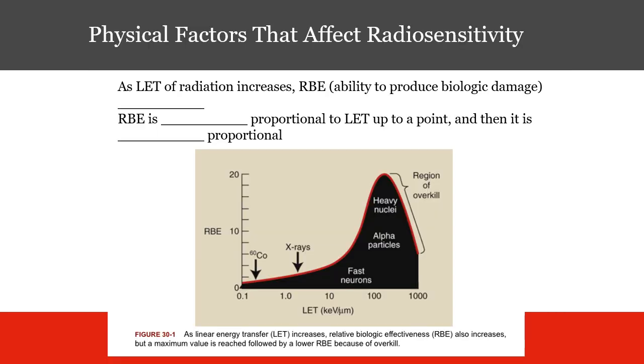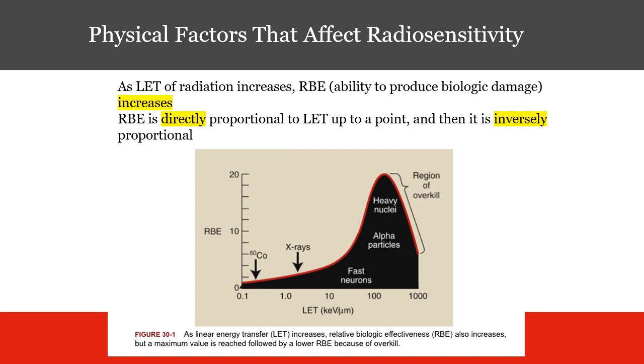So here's the relationship in a graph. As LET of radiation increases, the RBE, which is the ability to produce biologic damage, also increases. RBE is directly proportional to LET up to a point. And notice how it's going up. Here's cobalt, then x-rays, and going up, up, up to heavy nuclei, and then down. And it just goes to the region of overkill. What I like to think of that is like if you've already killed something, how can you kill it anymore? It's trying to overkill something. You can't kill something twice. It's dead.